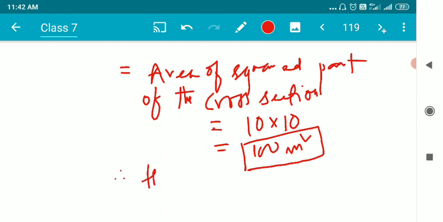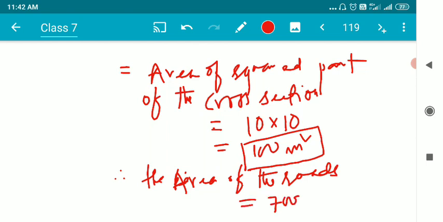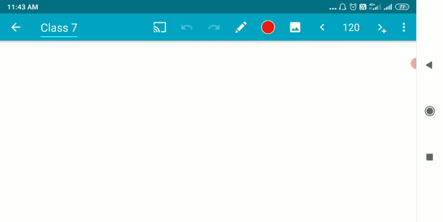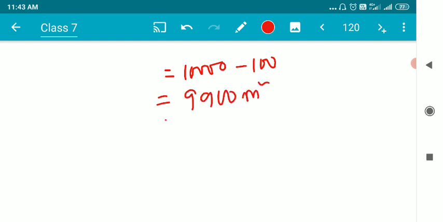Therefore, the area of the roads is equal to 7,000 plus 3,000 minus 100. So 7,000 plus 3,000 is 10,000. 10,000 minus 100 will be 9,900 meters squared, which is the area of the roads.